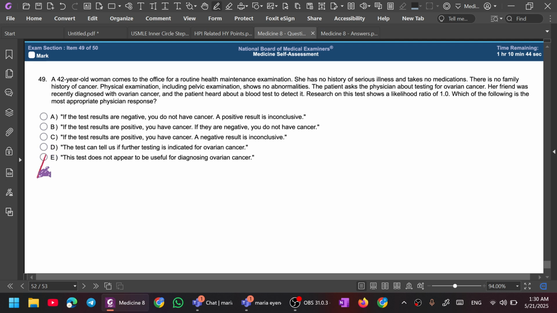Okay, so a positive likelihood ratio is the likelihood that a patient with the disease will have a positive test result compared to the likelihood that a patient without the disease will have a positive test result. Wait, let me... okay, positive likelihood ratio. Patient, I'm with there.